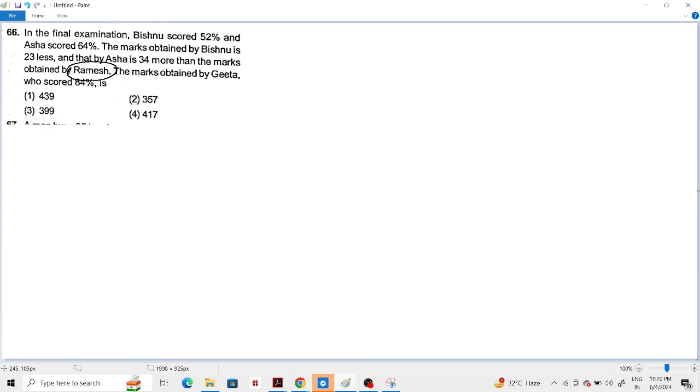Okay, it is completely dependent on Ramesh's mark. So the marks obtained by Vishnu is 23 less and that by Asha is 34 more than the marks obtained by Ramesh, right? Let me take Ramesh got x. দেখো ক্যাটের অঙ্কতে সবসময় চেষ্টা করবে যে সব থেকে ইন্ডিপেন্ডেন্ট যে তাকে ভ্যারিয়েবল নিতে, তাকে x নিতে বা তাকে 100 নিতে। রমেশের মার্কসটা কারোর উপর ডিপেন্ডেন্ট নয়, বিষ্ণু আর আশার মার্কসটা রমেশের উপর ডিপেন্ডেন্ট। তুমি যদি একটা ডিপেন্ডেন্ট ভ্যারিয়েবল এক্স নাও তাহলে অনেক কিছু চেঞ্জ করতে হবে, যে ইন্ডিপেন্ডেন্ট সেটাকে এক্স নাও। So Ramesh, take Ramesh's marks as x, ঠিক আছে?